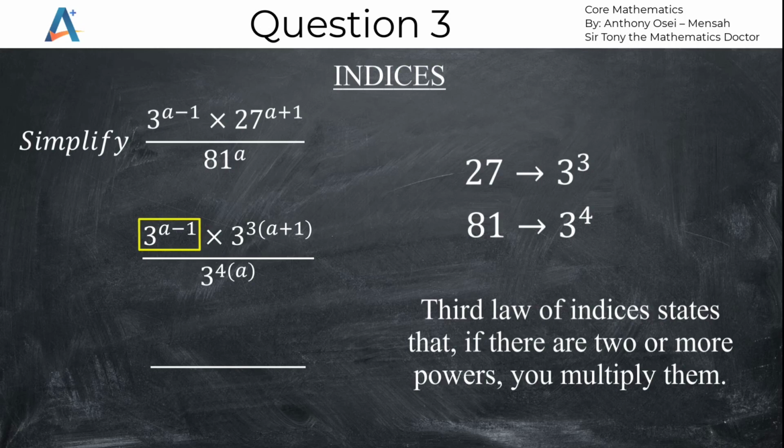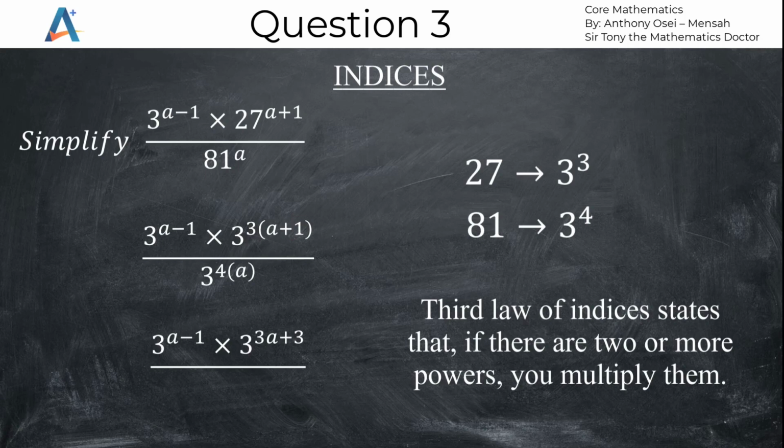Then this has no bracket, so we repeat 3 raised to the power a minus 1 multiplied by, or times, 3 raised to the power. The bracket must open, so we use 3 to multiply a, making it 3a. Then 3 will multiply the positive 1, making it positive 3.